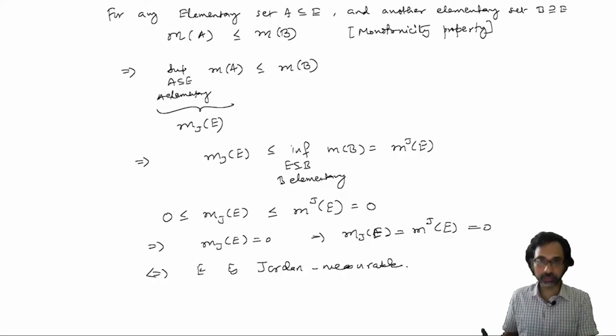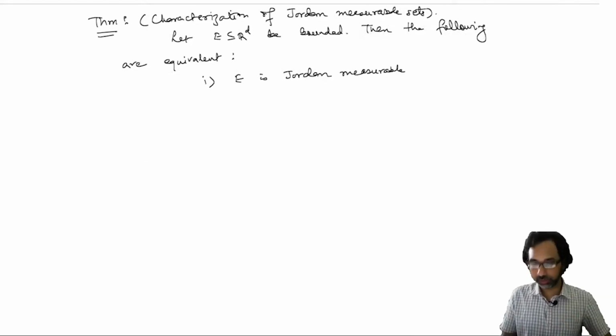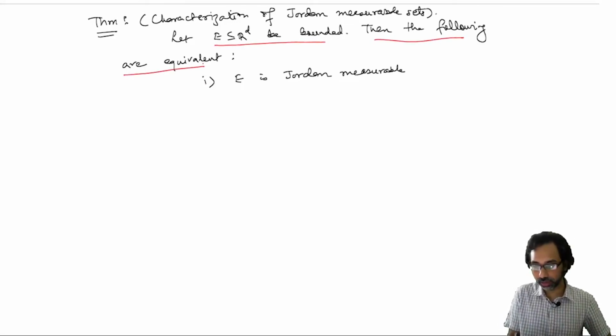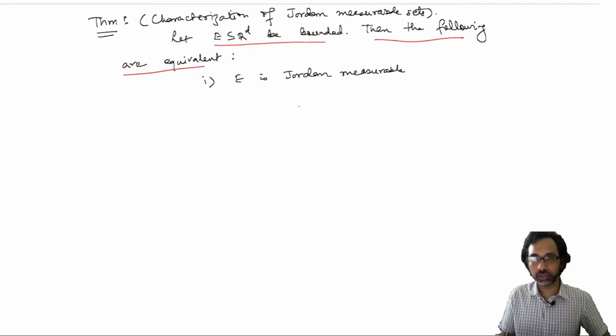Now let me give a theorem which gives a characterization for Jordan measurable sets. The statement of the theorem is as follows. Suppose that E is a bounded subset of R^d, then the following are equivalent. We will give three conditions for the Jordan measurability of E. First is that E is Jordan measurable. This is by the definition of Jordan measurability.